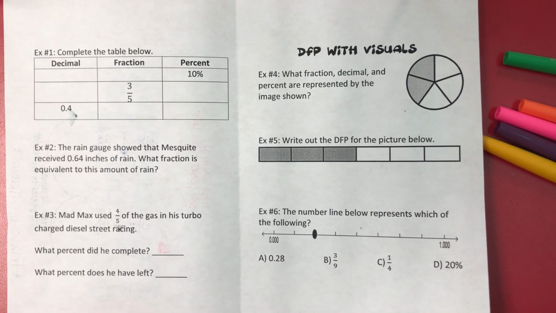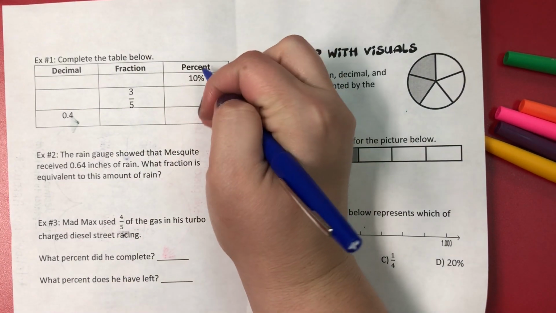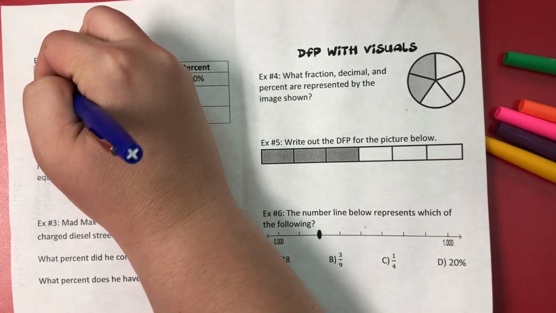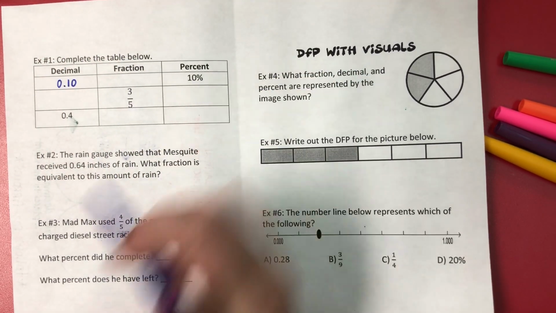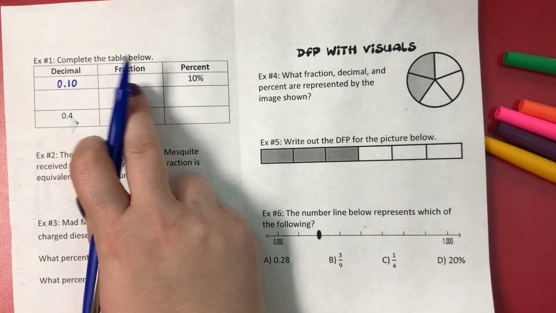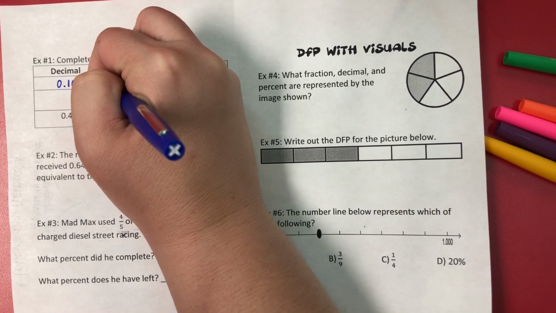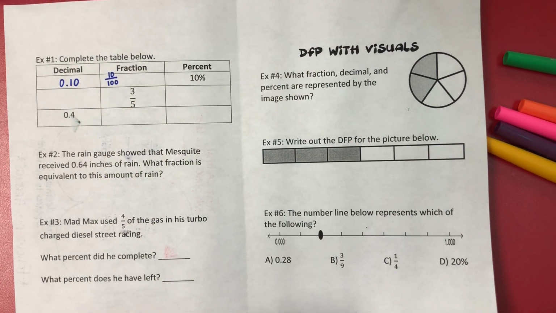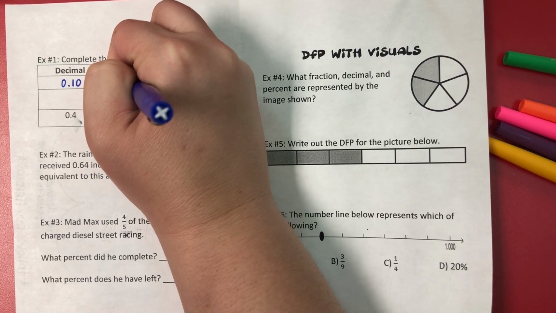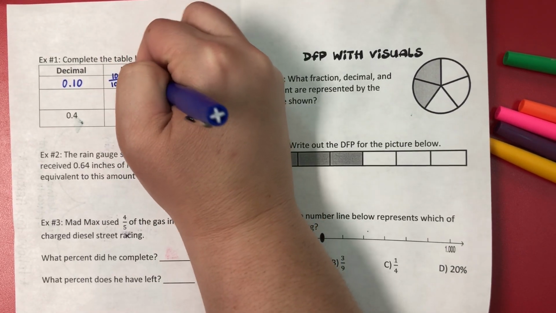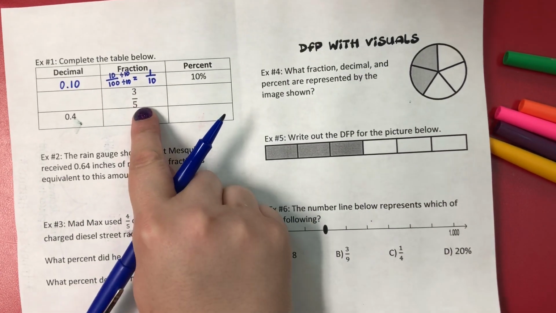This should be referenced from yesterday. If we have 10% and we move that decimal 2 places, it would be 0.10. Remember 1, 2. And then remember percent always goes over 100. Then we can simplify by 10, and we should get 1/10.